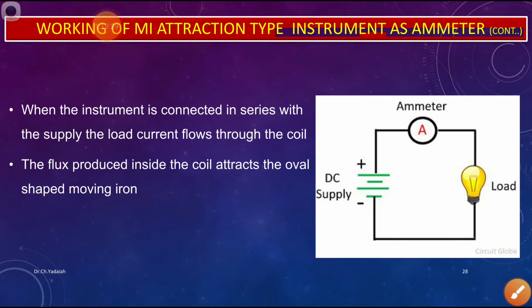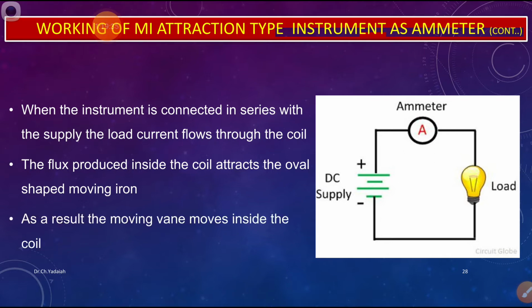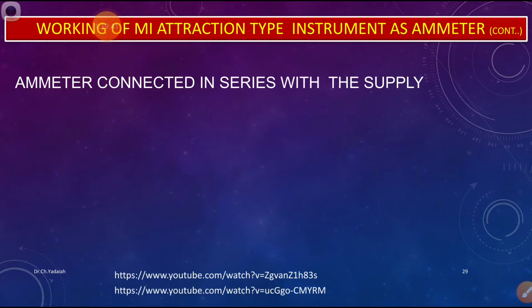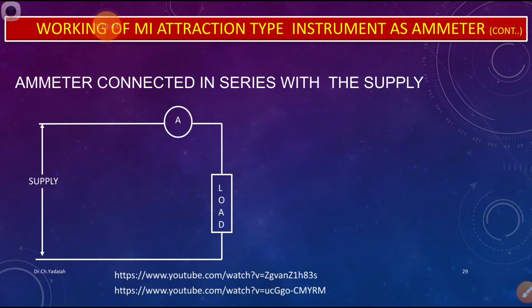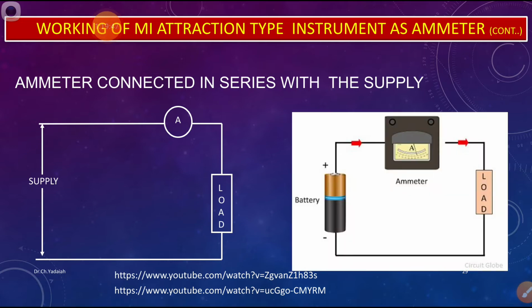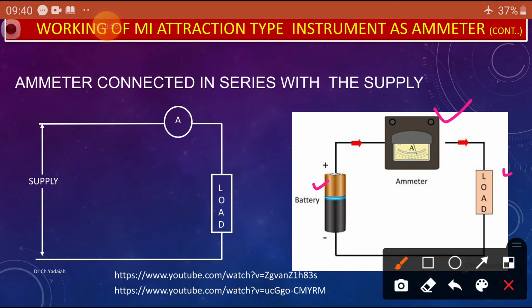Now the flux produced inside the coil attracts the oval shaped moving iron inside the coil. As a result, the moving vane moves inside the coil. So how are we going to connect the ammeter? The ammeter is connected in series with the supply. Now we can see it: here the ammeter is connected in series, with the supply and this is the load. Based on the load, the current enters and produces the flux that attracts the oval shaped iron piece, or there is a repulsion force between the two vanes.